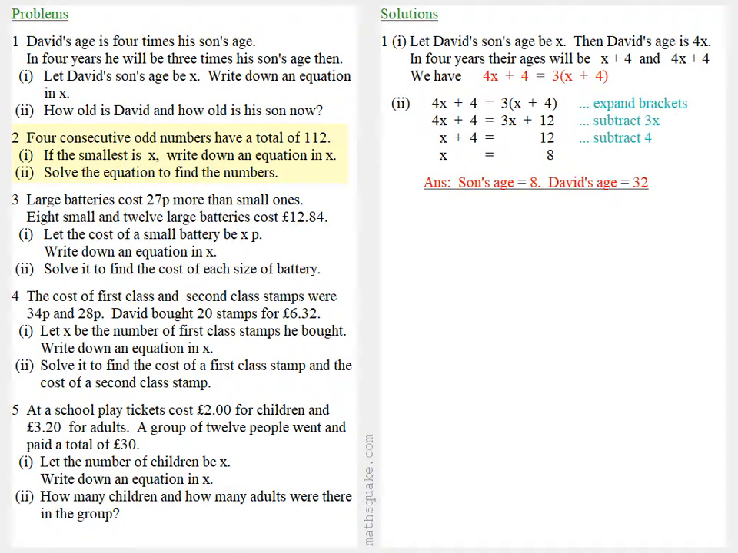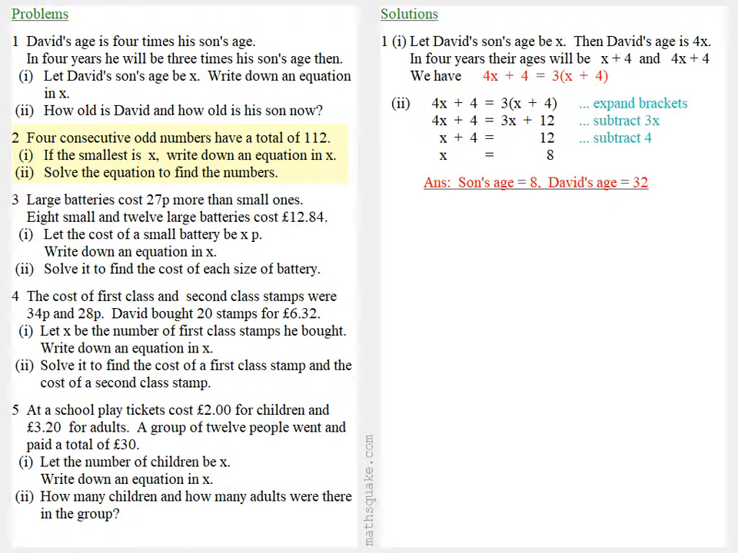Now in question 2, we're given 4 consecutive odd numbers that have a total of 112. If the smallest is x, write down an equation in x. And in part 2, solve the equation to find the numbers.